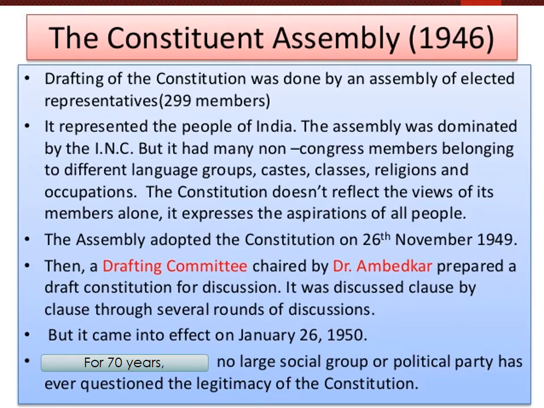Over the last 70 years, no large social group or political party has questioned the legitimacy of the Constitution. Our constitution makers were so far-sighted that they crafted the Constitution in such a way that till now it is relevant to the problems people are facing, to the needs and aspirations of all the people living in our society.